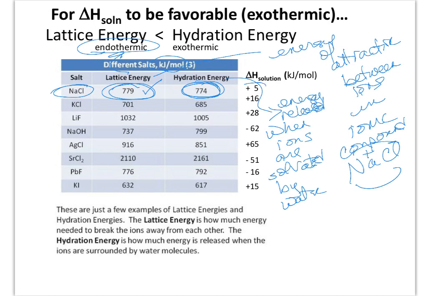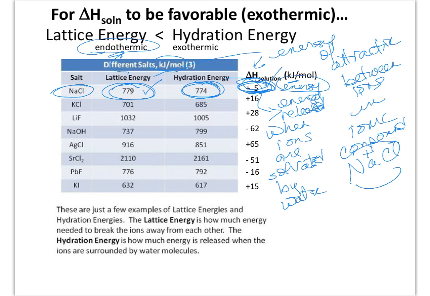So the net change in the enthalpy of solution for sodium chloride in water is +5. Because it's positive, that's endothermic, it costs energy. But we know sodium chloride still dissolves in water. So this cost is somewhat minimal.